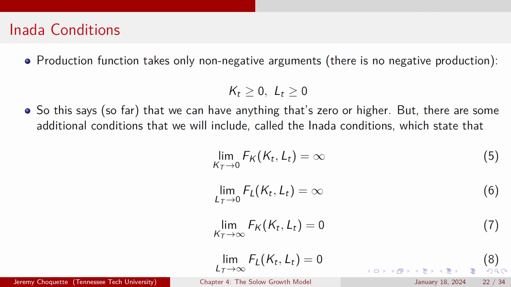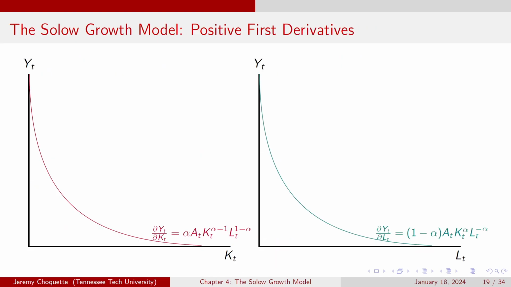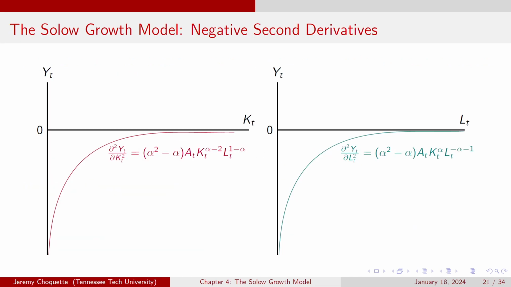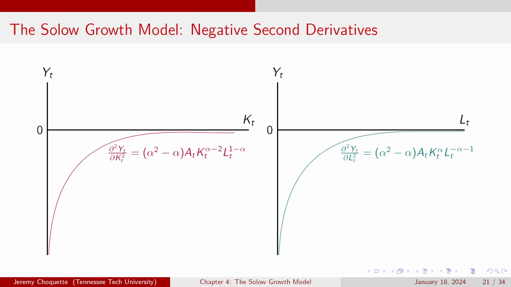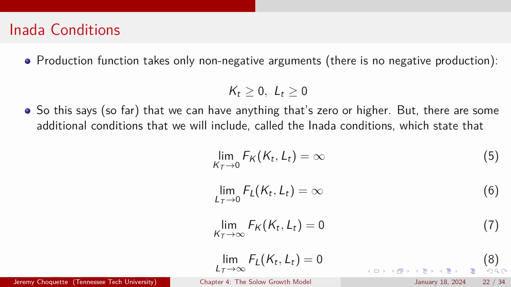Okay, there's a couple other conditions. I'm really not going to get too far into these because they're not necessary. You don't have to prove any of this. This is just something that I need you to remember throughout the course. We have these Inada conditions. Basically, it says if you have close to 0 inputs, the marginal product of capital or labor is going to be really, really high. And as you add almost infinitely many inputs, the marginal product of capital is going to be really, really low. So really, it's just describing the shape of the first and second derivatives of the production function.